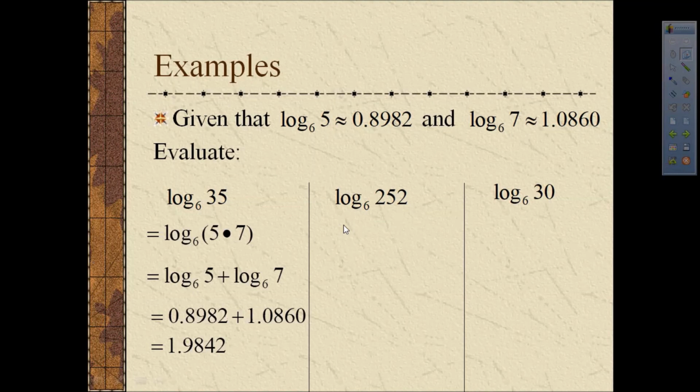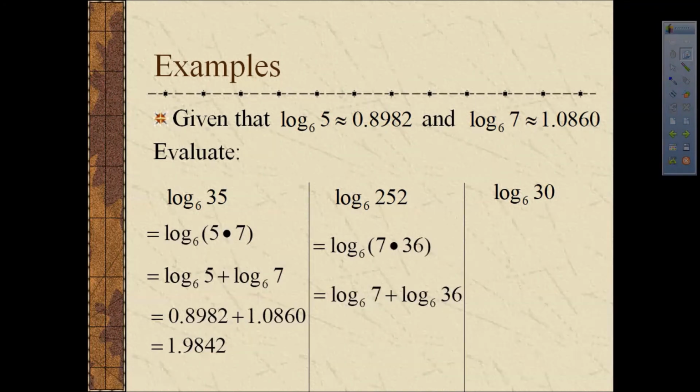Now let's try to find the log base 6 of 252. Well, 252 happens to be 7 times 36. So we can separate this into two separate logs. The log base 6 of 7 plus the log base 6 of 36. We were given the value for the log base 6 of 7, but we were not given the value for the log base 6 of 36. But if you just remember that 6 to the second power is 36, you'll know that the log base 6 of 36 is 2. So add 1.0860 plus 2, and we'll find the value for log base 6 of 252.